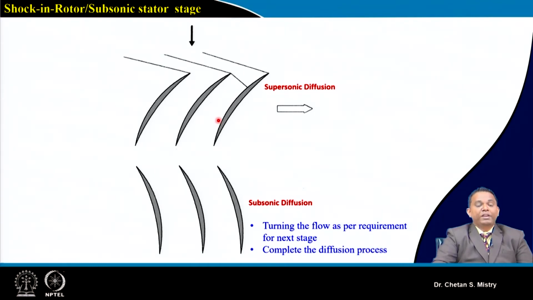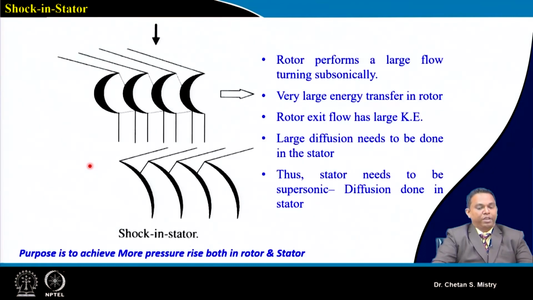Now the main requirement for the stator is the turning of the flow, and more complete diffusion is what you will get by having a subsonic stator. So here my flow is subsonic, here I will have my flow to be subsonic. So this is what is shock in rotor and subsonic stator. This is the most widely accepted kind of configuration, as we have discussed earlier.